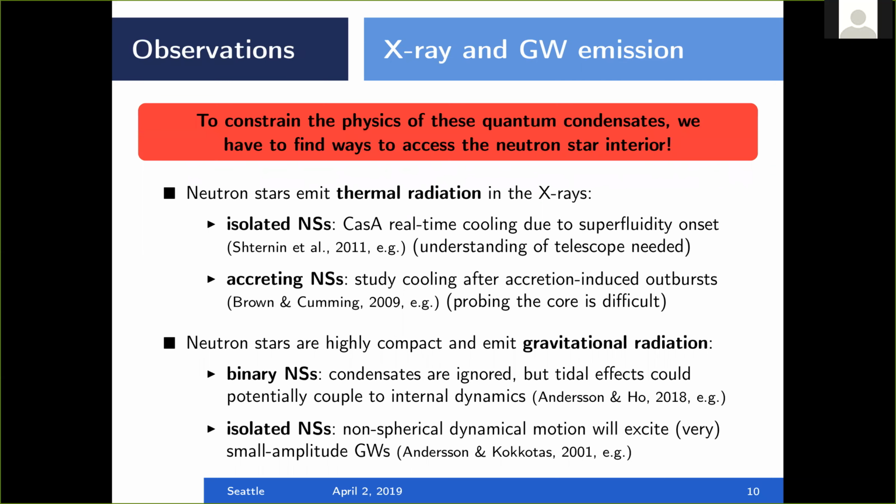Okay, so how do we observe neutron stars? In principle, if you want to look at what the interior does and constrain the physics, you have to find a way to actually access this interior using observations.